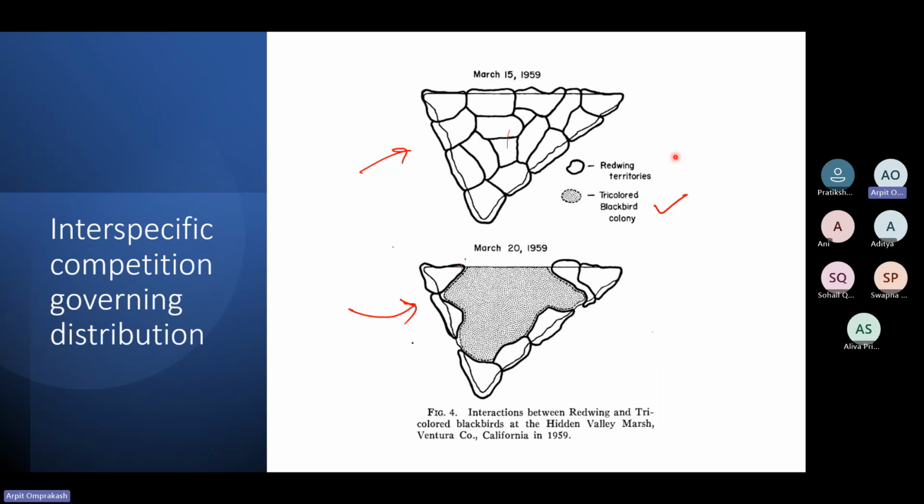Then interspecific competition also governs distribution. You can see here that initially all of these are Indian territories, but once the tricolored blackbirds come in, they dominate this area and throw out the red-winged birds.